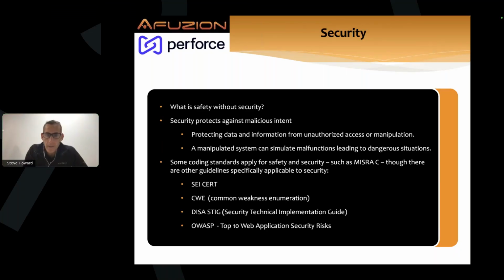So there are some coding standards out there that apply specifically for security, and there are some which apply for safety and security, such as MISRA-C. The ones that apply for security only would be things like the CERT standards, CWE, although that's really more of a catalog rather than a particular coding guideline, the DISA STIGs, and also OWASP, which applies for more web application security. But all of those standards essentially could also be applied, and in many cases actually overlap significantly with some of the safety standards like CERT and MISRA, for example.